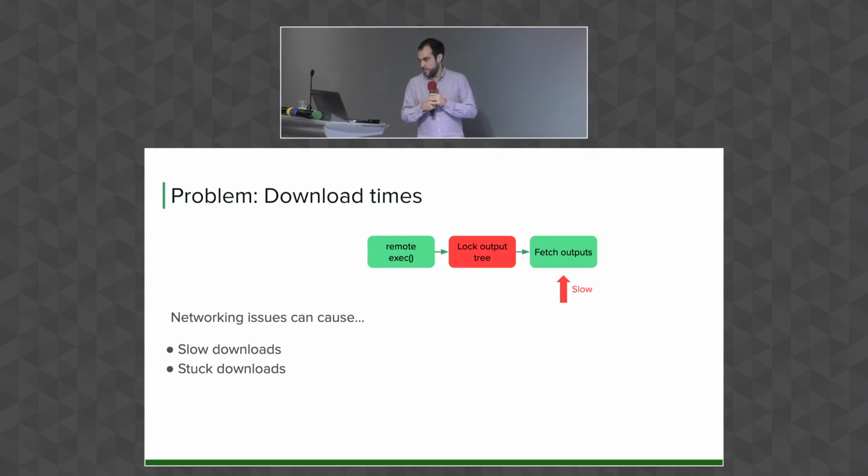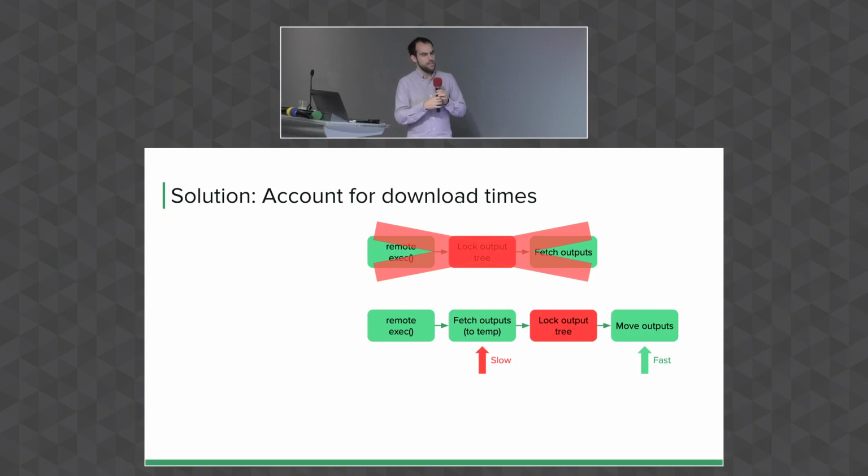So how do we fix this? Well, you can imagine it's not very complicated in theory, but in practice it was a pain. We download the outputs before we take the lock, right? We put them aside in a separate directory, and then once we have them all ready, we take the lock and we put them in place.